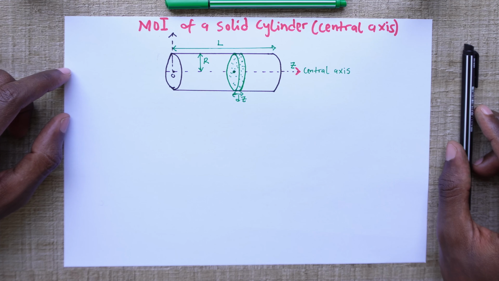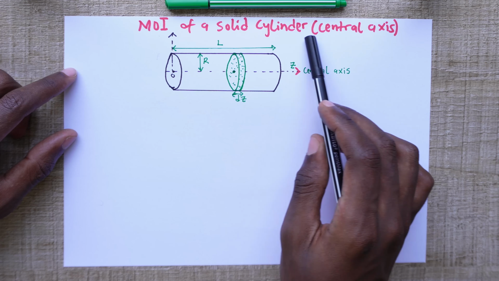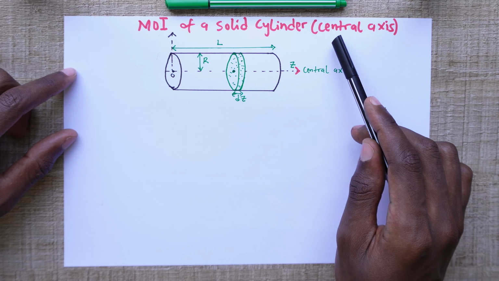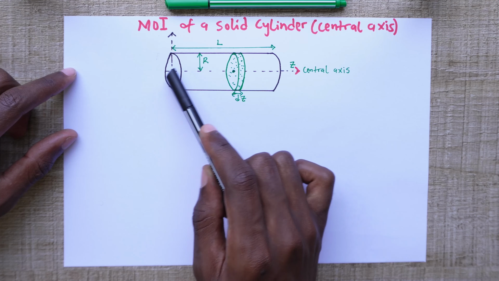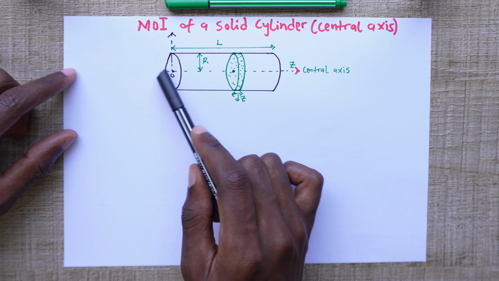Okay, so in this video we are going to calculate the moment of inertia of a solid cylinder about its central axis, so about the axis of symmetry, the main axis of the cylinder, so this axis here.